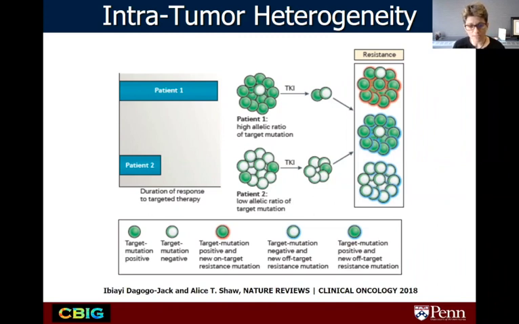So a tumor may develop resistance, not only not respond to therapy because of its makeup at baseline, but also during the course of therapy, depending on which cells the therapy is targeting, some of the other cells may take over and outgrow the original cells, and this is the phenomenon that we call de novo resistance.